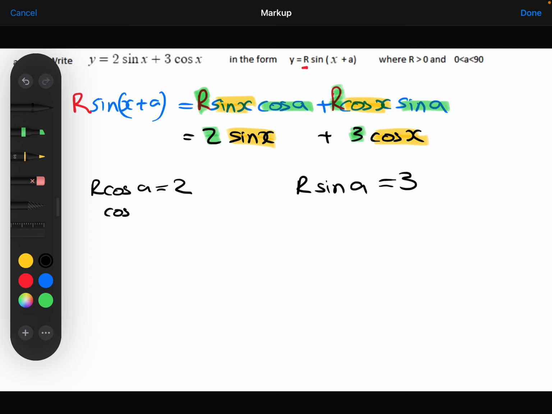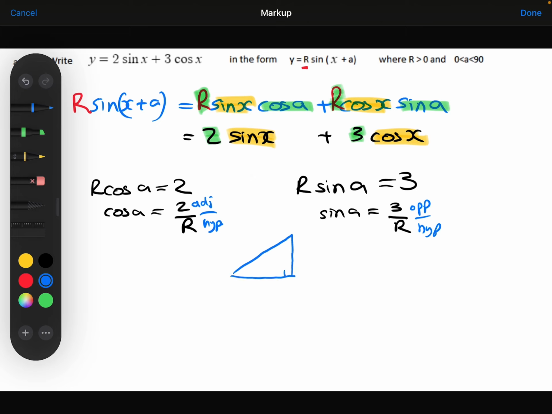If I divide both sides by r, I've now got my trigonometric ratio. So cos a is 2 over r. Now remember that cos is the adjacent divided by the hypotenuse, and sine is the opposite divided by the hypotenuse. So I'm imagining this as a little right-angled triangle where this is my angle A, the adjacent side is 2, the opposite side is 3, and my hypotenuse is r.